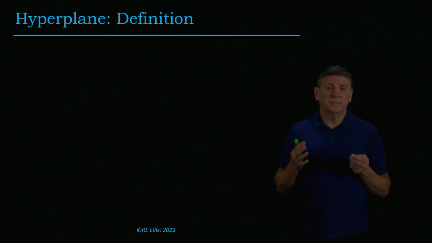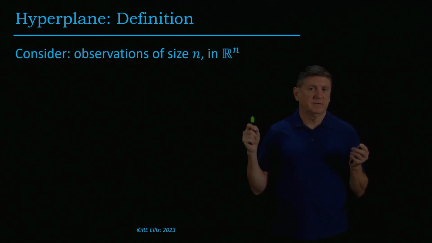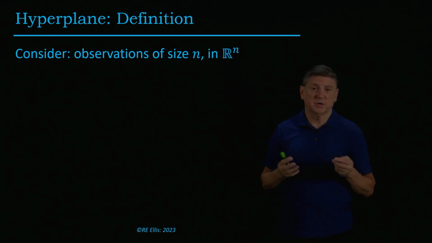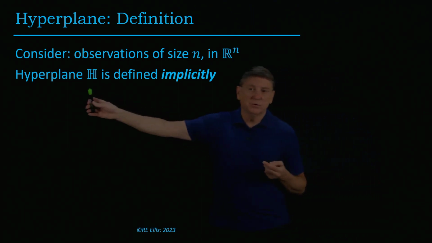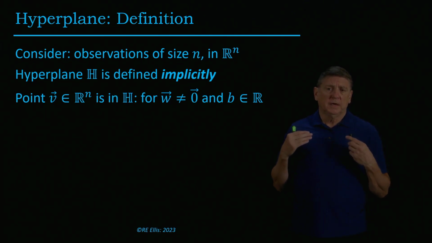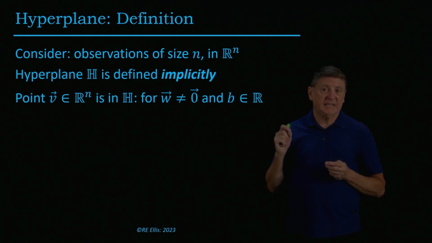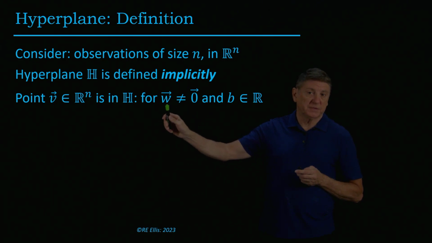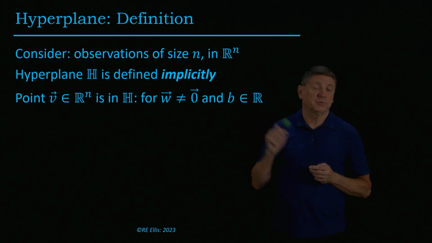A hyperplane is the basic idea that we're going to be using in a lot of our material. So suppose that we have a set of observations. Each one is size n, so there are n real numbers to this observation. We'll define a hyperplane implicitly, and we'll use this block H to denote our hyperplane. So a point V in R^n, which is a vector with n entries, we'll say it's exactly in the hyperplane means that there's a W vector that's non-zero that we'll use to specify the hyperplane, and we'll use a scalar value B that's just a real number.